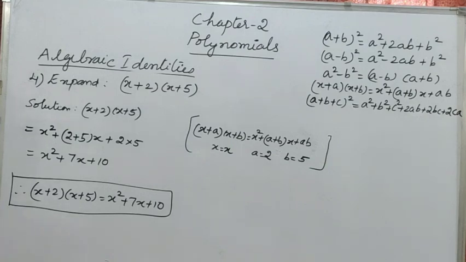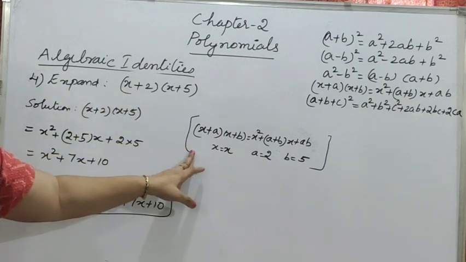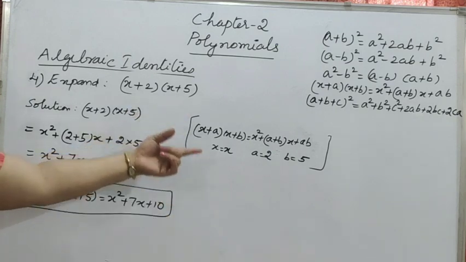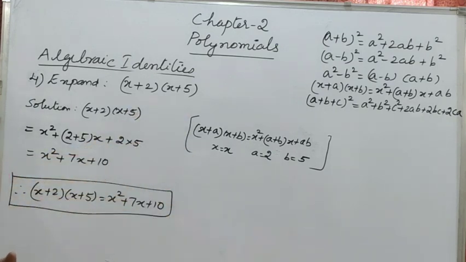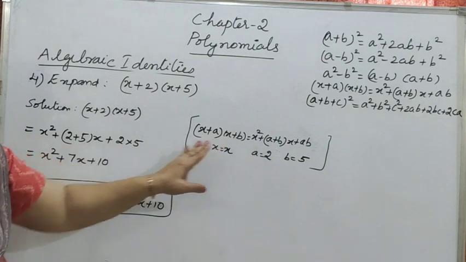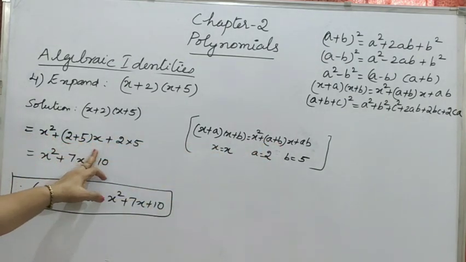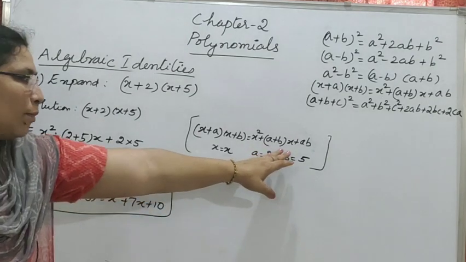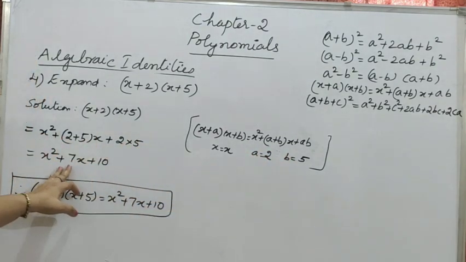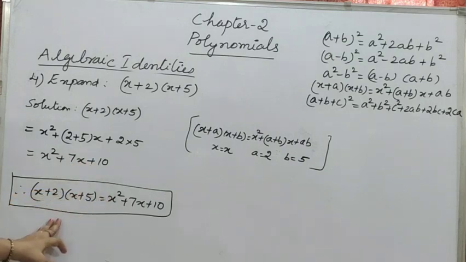Now what we have done here: (x plus 2) into (x plus 5) is the question. We compared with the identity, which is (x plus a) into (x plus b) equals x square plus (a plus b) into x plus ab. Identified what is x, what is a, what is b. Now we have substituted in the formula. First term is x square, so it is also x square. Next is (a plus b) into x, so (2 plus 5) into x. Next the product, that is ab, 2 into 5, so x square plus 7x plus 10. So our answer is (x plus 2) into (x plus 5) equals x square plus 7x plus 10.